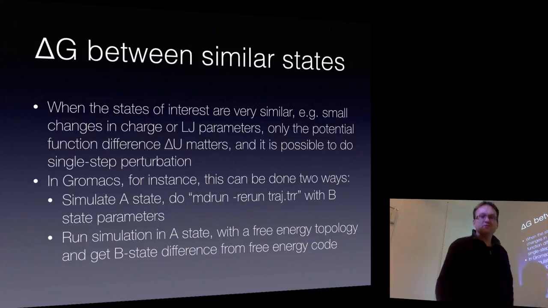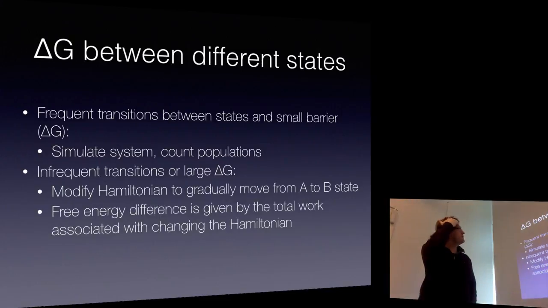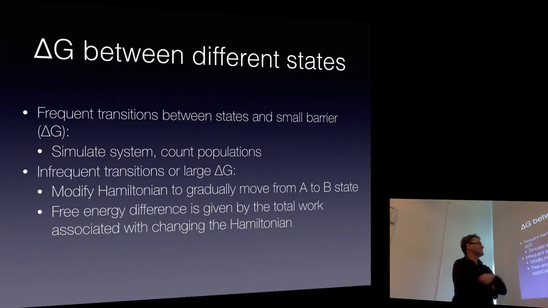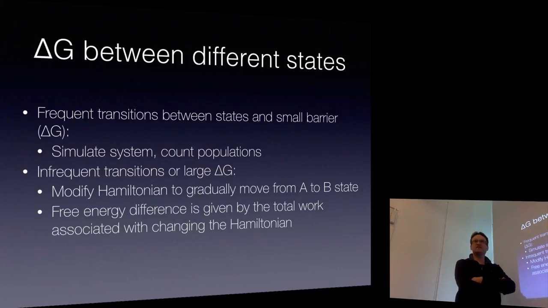The other thing that you could have is, and I think you mentioned this, Lorinus, that if you have a very small barrier or something, and if there are frequent transitions between these states, you could just simulate it and count the populations. Like, if this can bind in two different ways, or if it's something like a very floppy loop, and if you're going to see 1,000 transitions in a short simulation, just do the short simulation and calculate how much is in A and how much is in B, and then just use the Boltzmann distribution, RT ln K, right? That works in some cases.